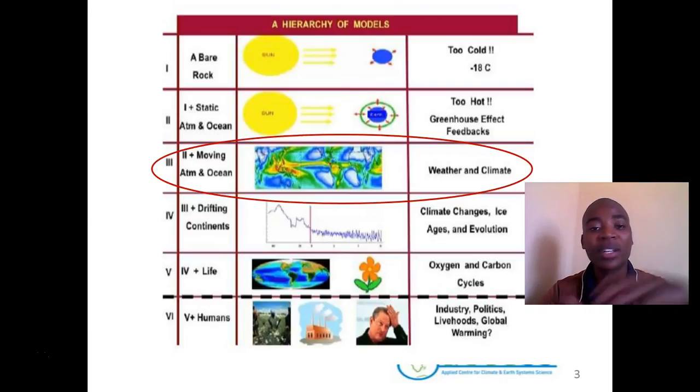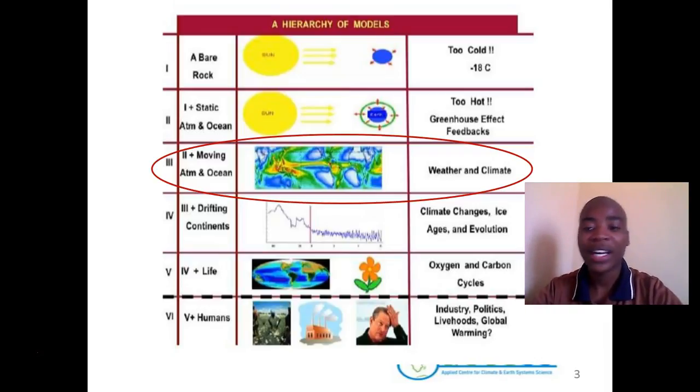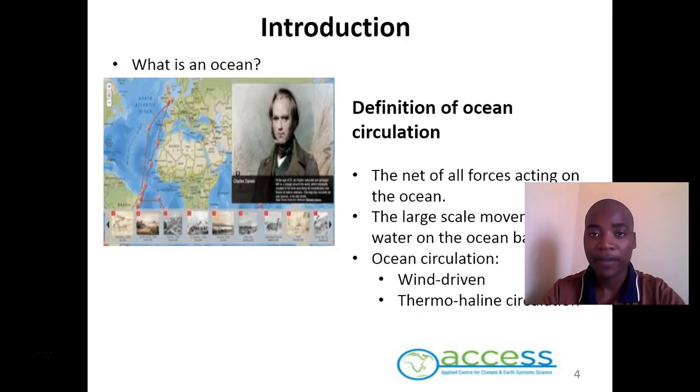Now, look at the beginning. Why Earth is habitable is the distance from the sun, so that it makes it habitable. But I'm not there. We'll look at the moving atmosphere and ocean, of course, moving forward. So, what is an ocean?